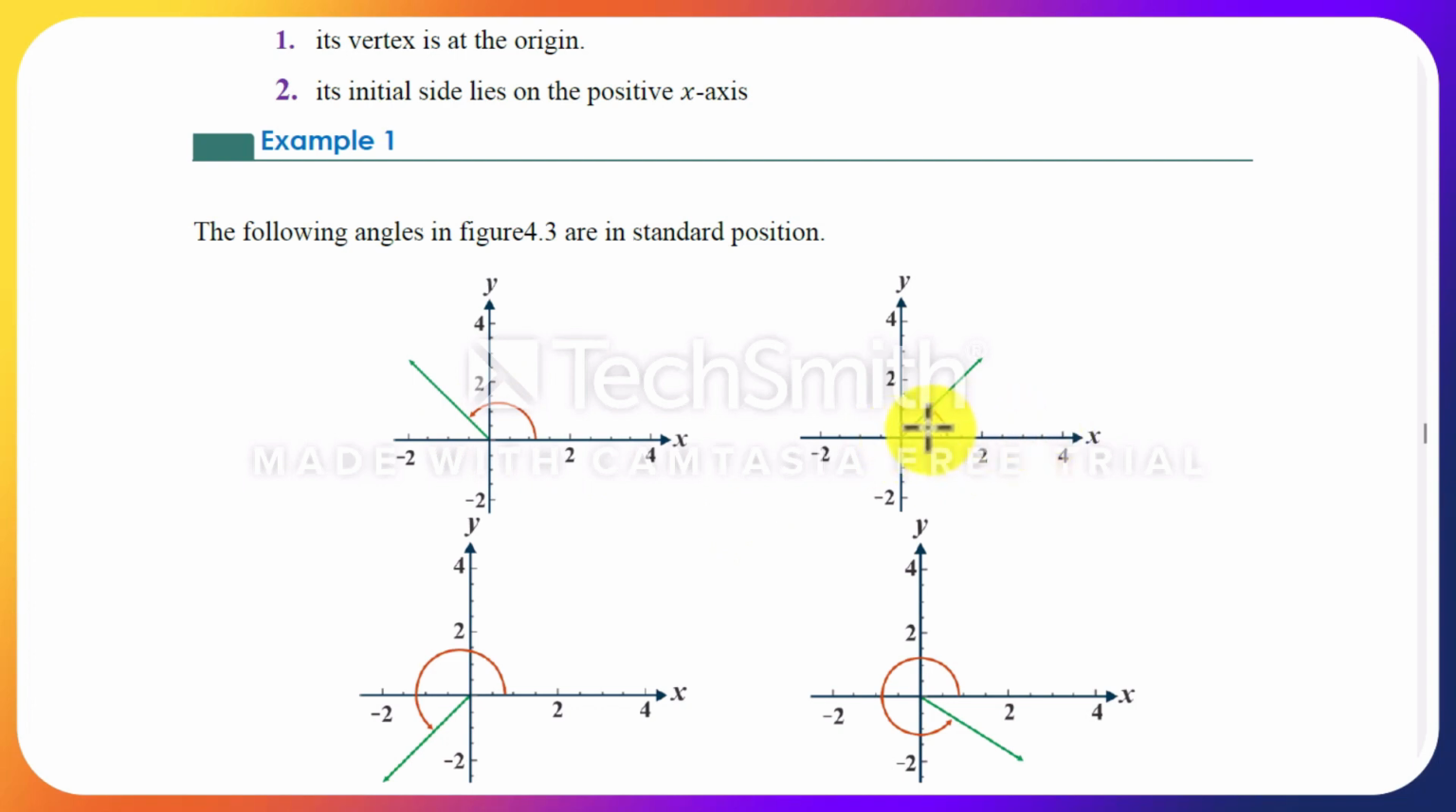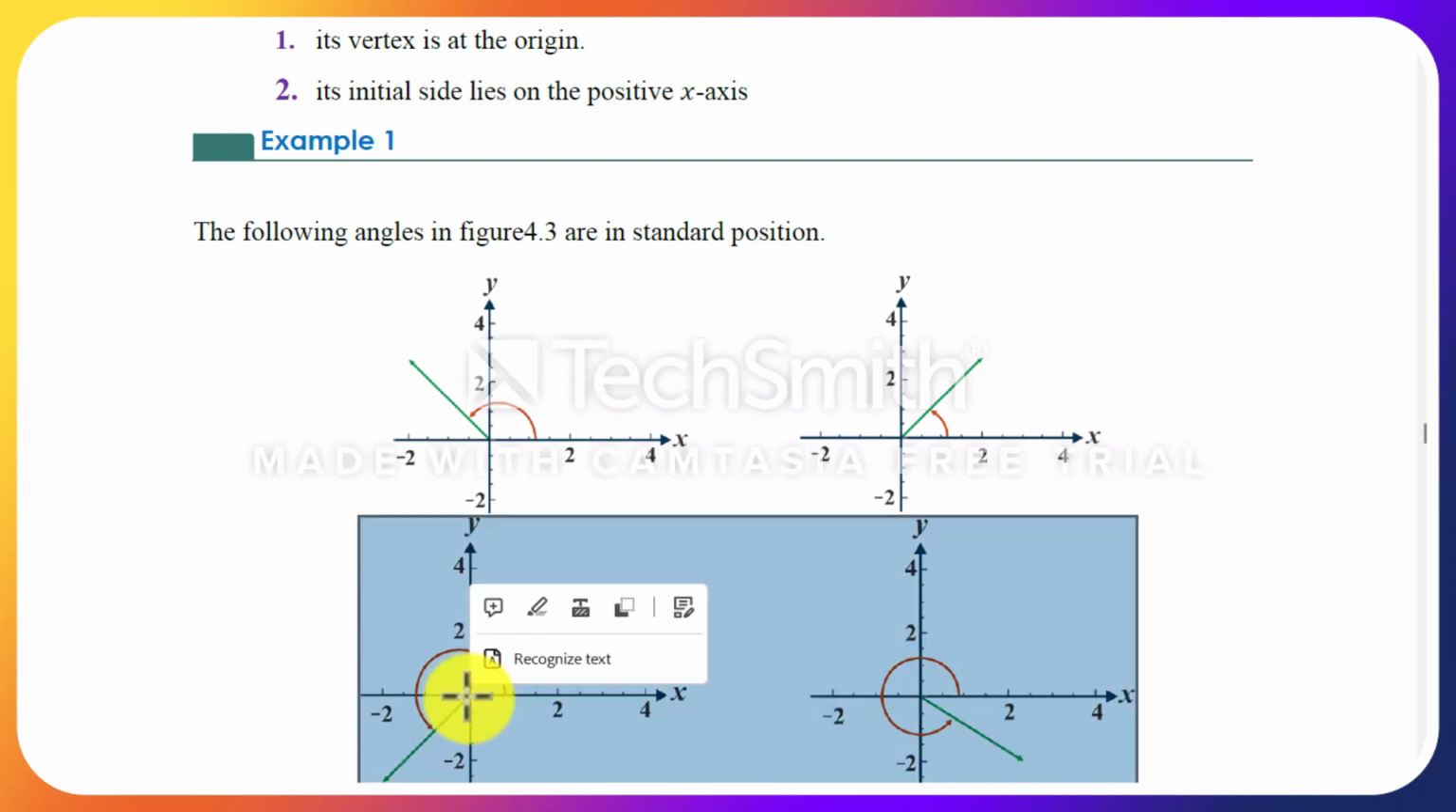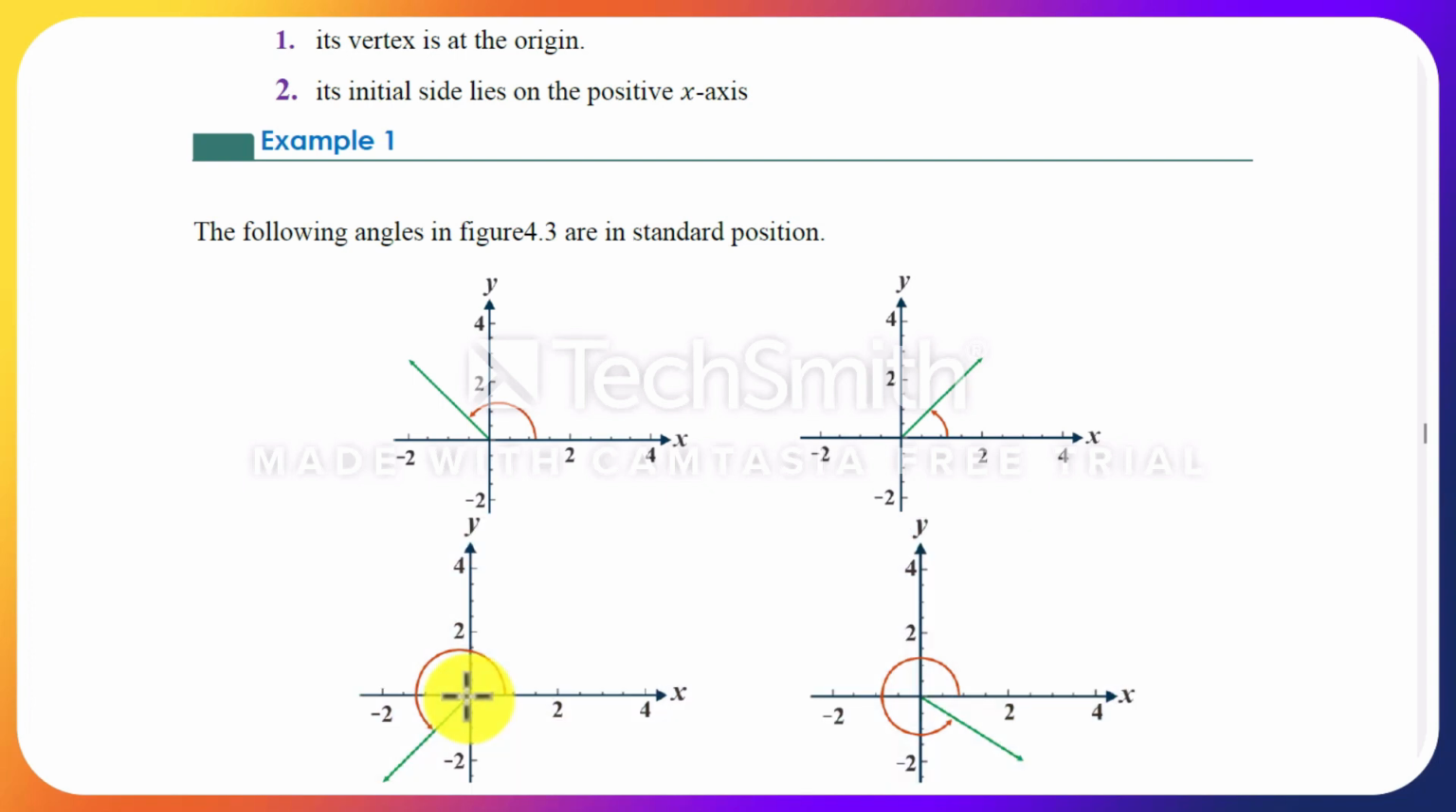This is the initial side, it lies on the positive x axis. The other one, the vertex is at the origin, therefore this angle is also in standard position.